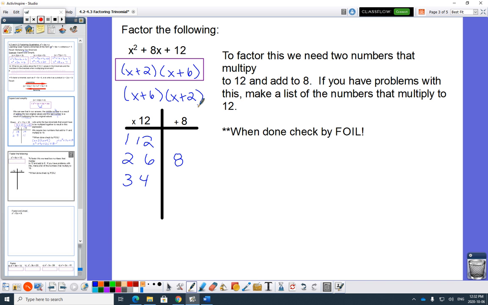It doesn't matter what order you write them in, those are equivalent answers. Most people will do in their T-chart, they'll start with like 1, 2, 3, so then that's what you put in the first brackets just by default, but it doesn't matter. These are equivalent answers.